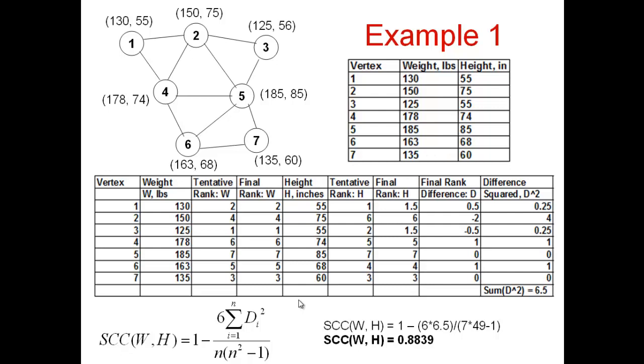So the rank correlation coefficient will be in a range of 0 to 1. And the closer it is to 1, we can say the ranking of the vertices with respect to the two different metrics is going to be similar. So with respect to height and weight, we can see the ranking is like 2, 4, 1, 6, 7, 5, 3, the final ranking. Here you have 1.5, 6 and so on. So comparing the numbers could give you a feel of how close the rankings are, and the differences could also tell you that.